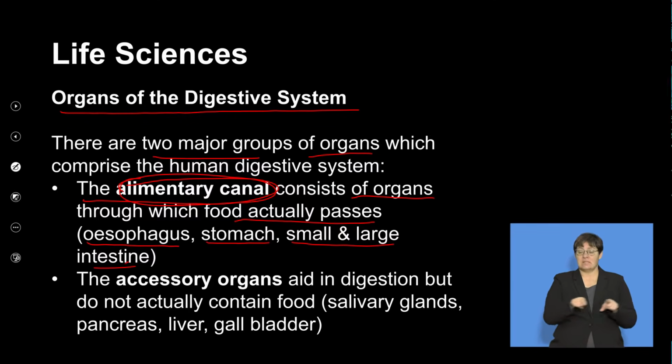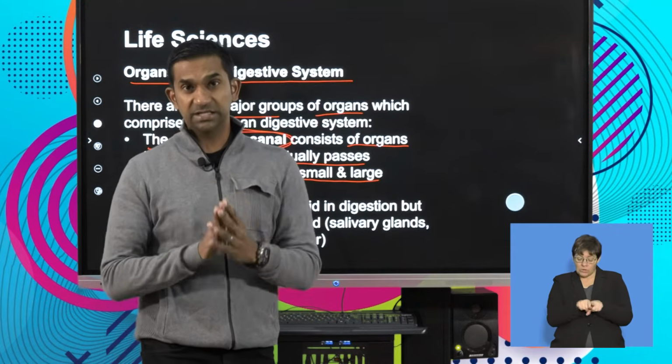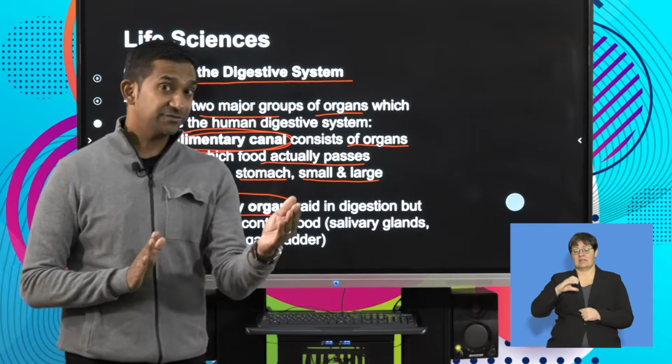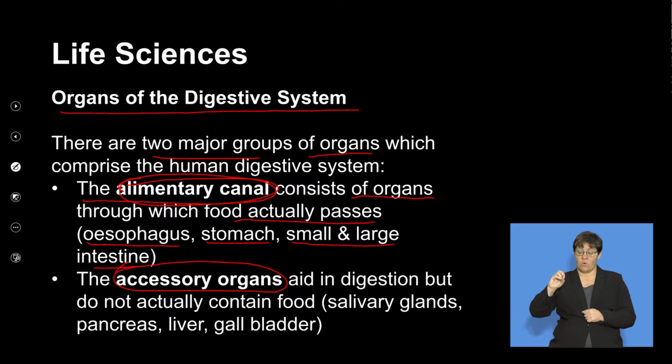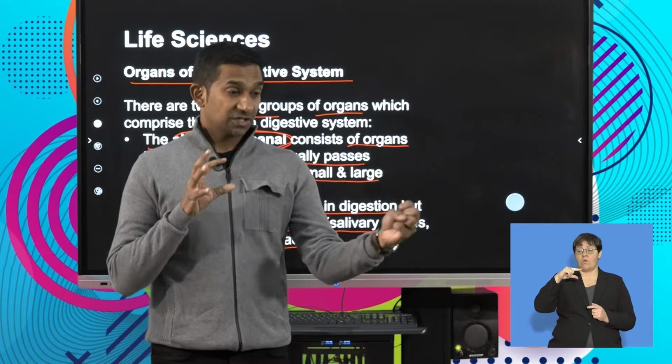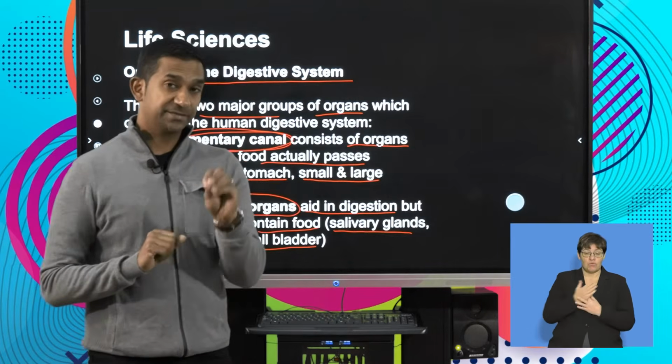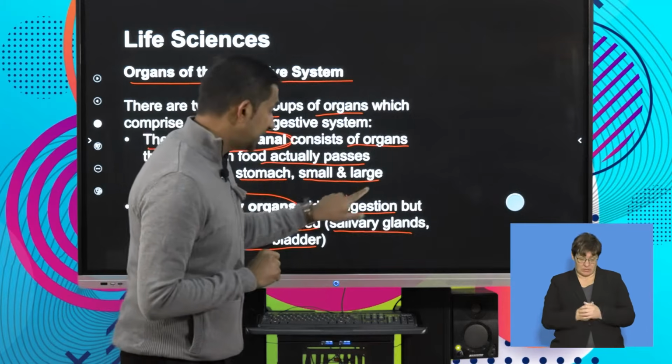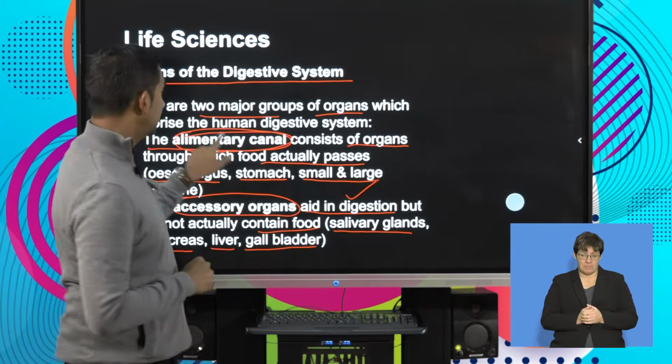We also have organs that are associated with the alimentary canal called accessory organs. So accessory would essentially refer to things also associated with the digestive system. They may have other functions, but they're also accessory, to aid the process of digestion. So these accessory organs aid digestion, but do not actually contain food. And this can include the salivary glands, pancreas, liver, and the gallbladder. These organs, again, food does not physically pass through them, but they produce substances or contribute to aiding in the process of food being broken down in the alimentary canal.